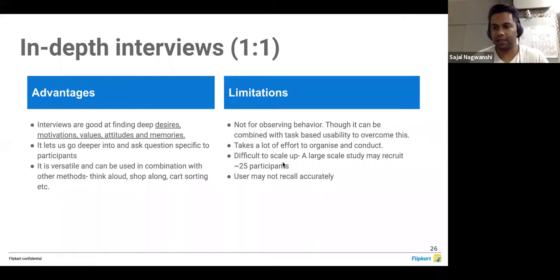A large scale study would always have something like 25 participants, and it's difficult to organize such a large scale study. So you need to understand the sample sizes are usually small. Somewhere close to 12, 15 participants is usually the sample size that we keep. And lastly, users may not recall everything in this 60-minute discussion. So you need to keep that in mind as well.